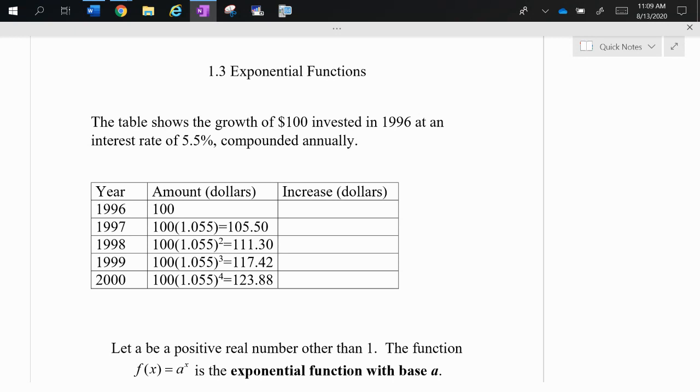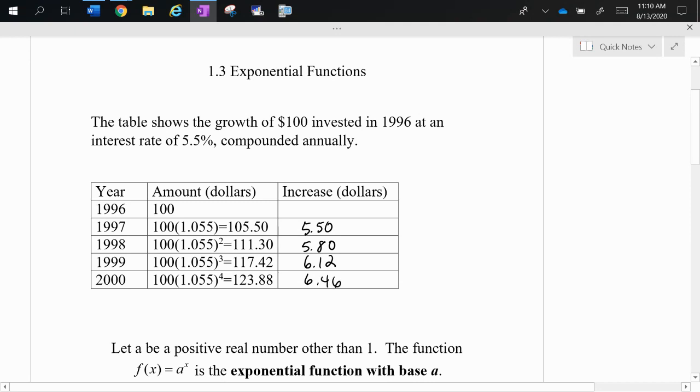So in 1996, we had $100. And in 1997, the interest earned was $5.50. And then in 1998, we have an increase of $5.80. And in 1999, we have an increase of $6.12. And in 2000, we had an increase of $6.46.